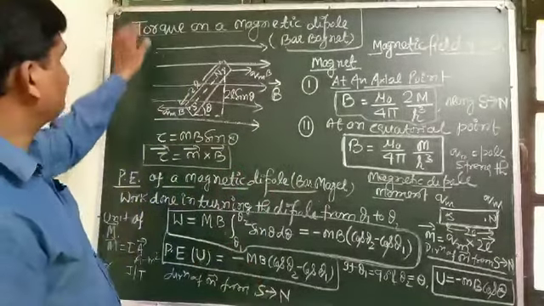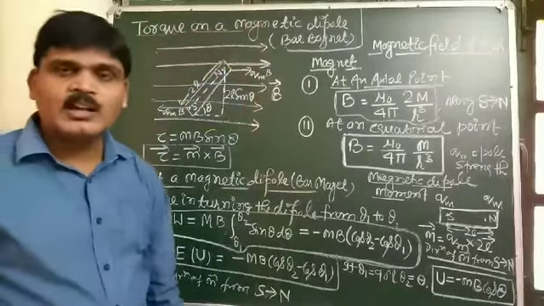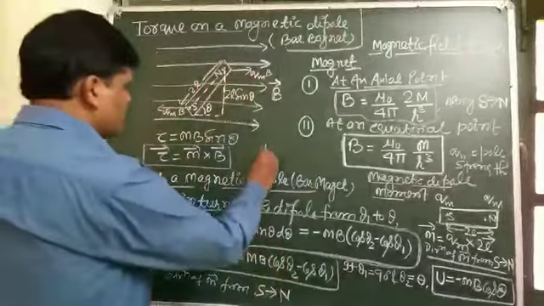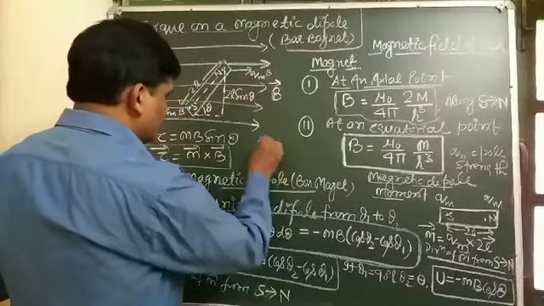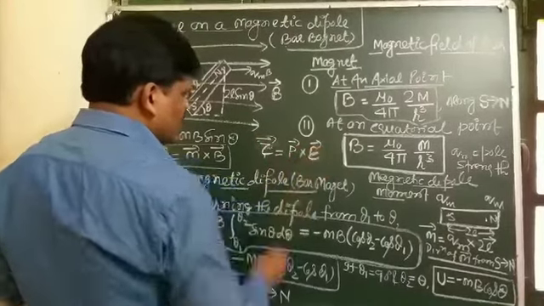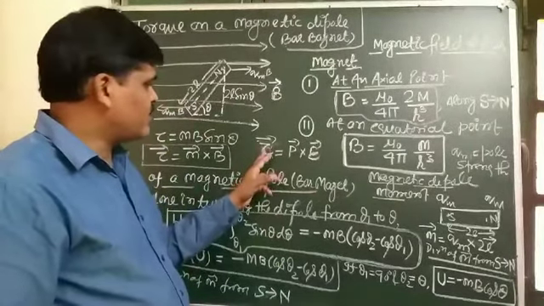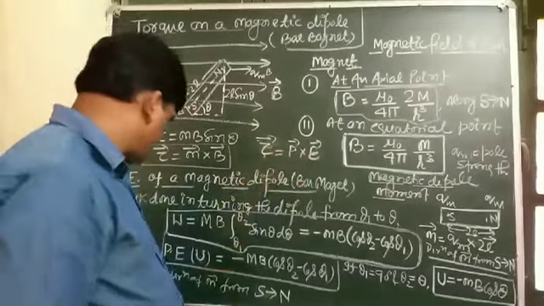So first of all, the next topic is torque on a magnetic dipole. Already you have studied torque on an electric dipole, and you know that torque on an electric dipole, tau, is equal to P cross E. In electrostatics, in an electric field, torque on an electric dipole is P cross E, or P E sin theta.